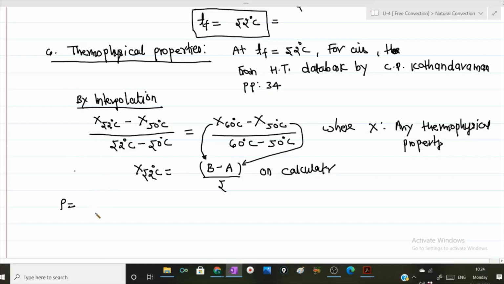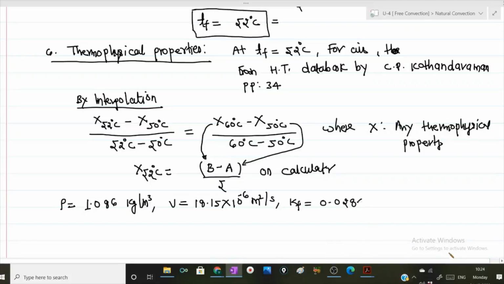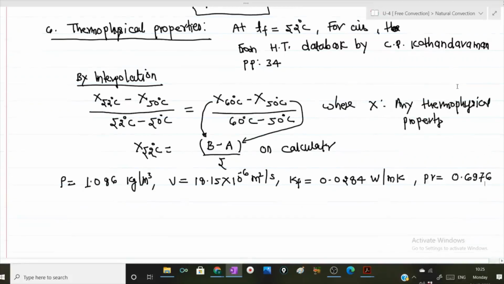And these thermophysical properties are: rho as 1.086 kg per meter cube, nu is 18.15 into 10 to the power minus 6 meter square per second, thermal conductivity of air Kf is 0.0284 watt per meter Kelvin, and Prandtl number is 0.6976. Okay.